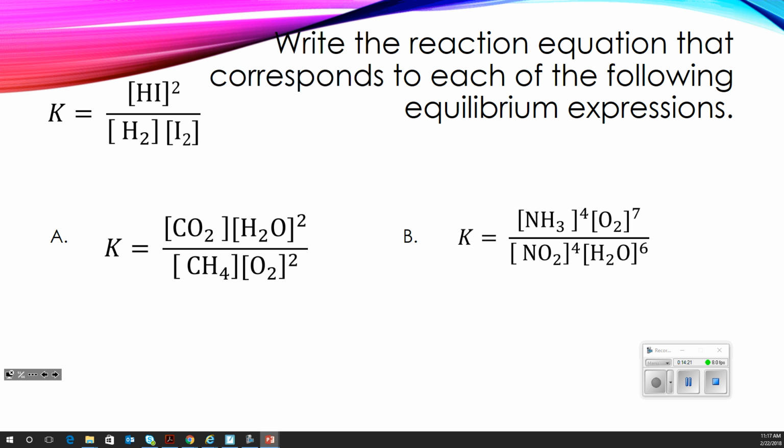So on the top one here, I've got products. Remember, it's going to be a double-sided arrow like this. And I've got products being HI. It's to the 2nd power, so I put a 2. On my reactants, I would go H2 plus I2, and I've got my balanced equation. Would you do the next two?